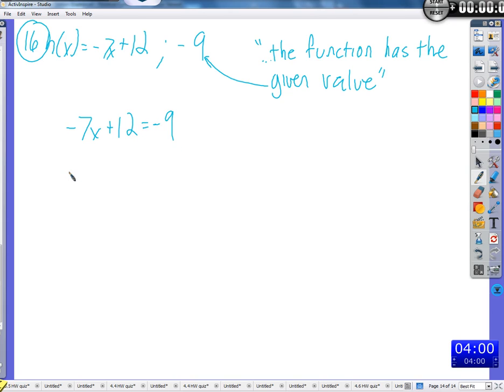Okay. So we'll subtract 12, negative 21, divided by negative 7, we get 3. So to get an output of negative 9, what do we have to put into this function to get out negative 9? 3. We said to this function, look function, you're going to have an output of negative 9, okay? And then it says, that's fine. And then we figure out that x would have to be 3 in order to get that output of negative 9.